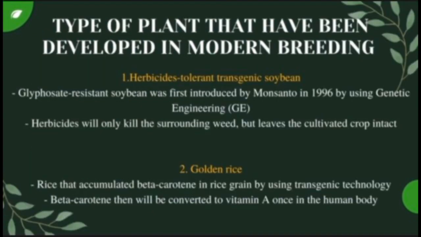There are two types of plants that develop from modern plant breeding. First is herbicide-tolerant soybean. It was introduced by Monsanto in 1996 by using genetic engineering. Herbicide will only kill the surrounding weeds but leave the soybean intact. Next is golden rice, rice that accumulates beta-carotene in the rice grain by using transgenic technology. Once inside a human body, the beta-carotene in the golden rice will convert into vitamin A.